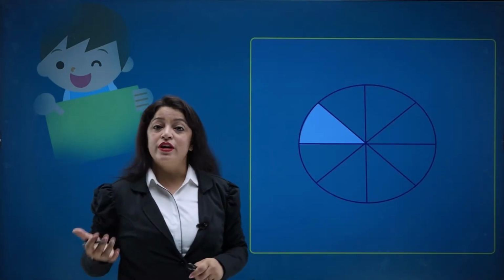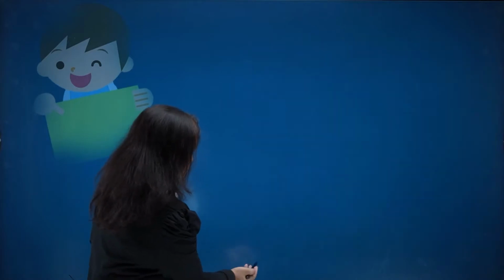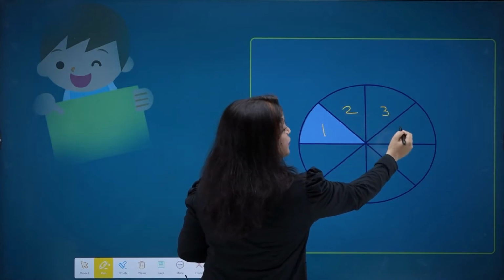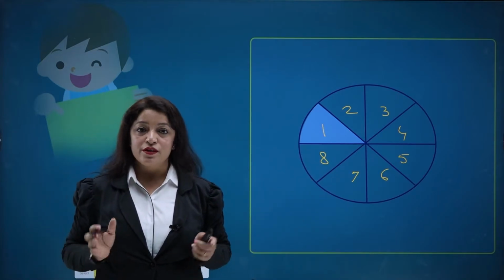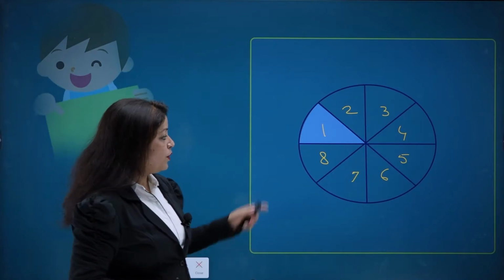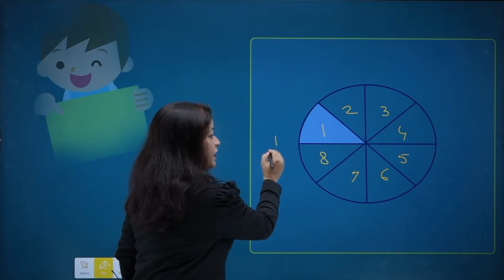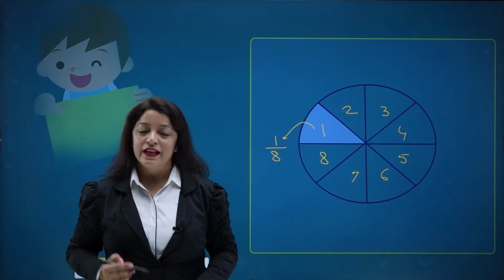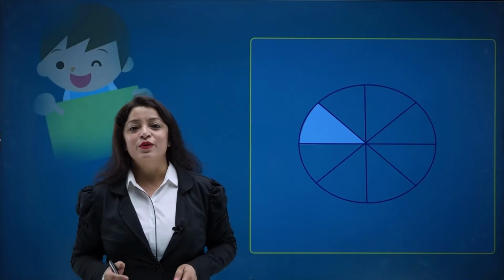Next, let's see how much is shaded in this. What is the total number of parts into which the circle is divided here? Let us just count again. If we begin, we see first, second, third, fourth, fifth, sixth, seventh and eighth. There are a total of 8 parts into which the circle is divided. And now out of 8 parts we find only one part which is shaded. That means one part out of 8 parts is shaded. So this portion will represent the fraction 1 upon 8. I hope how to draw a fraction as part of a whole is now clear to you.